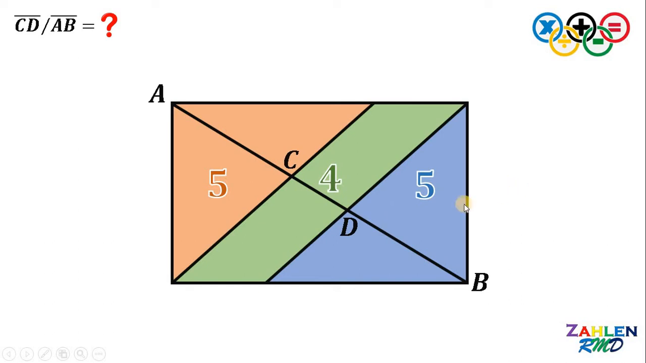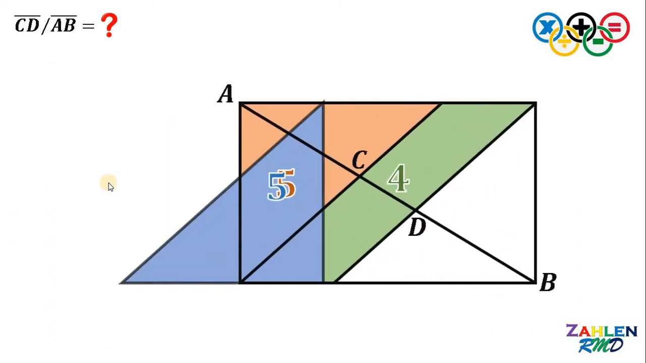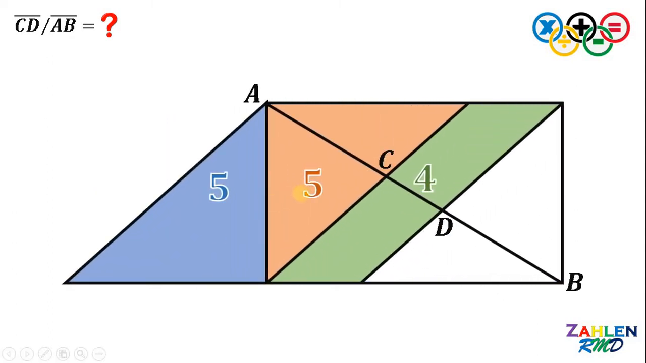So what we're going to do to answer this question is to slide this blue right triangle on the left side like this. Now let's label some segments. Let's call this base sub 1 and this base sub 2. We know that base sub 1 plus base sub 2 must be equal to the length of this rectangle. And the height of this rectangle must be equal to h.